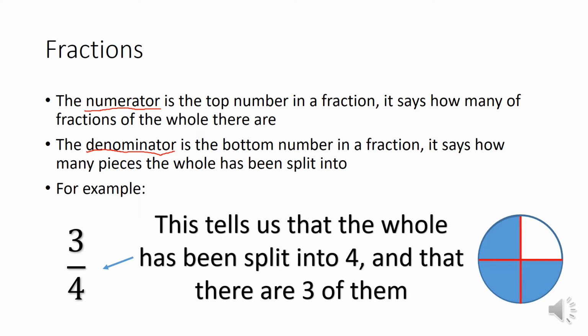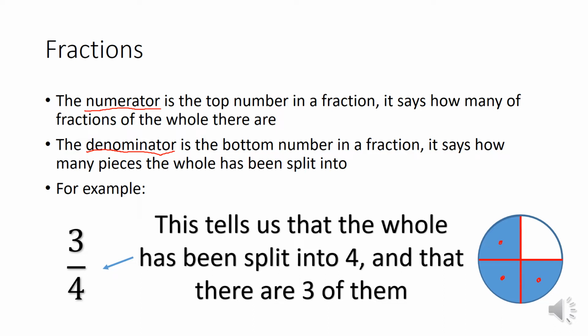This tells us that the whole thing, so this whole circle, has been split into four, because the denominator is 4. And the 3 at the top tells us that 3 of those parts, so there's this one, and this one. So 3/4 of a circle would look like this, because we've got quarters, and we've got 3 of them. So this is the first skill we need to do today, identifying the numerator and the denominator.